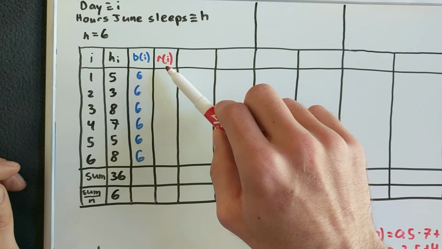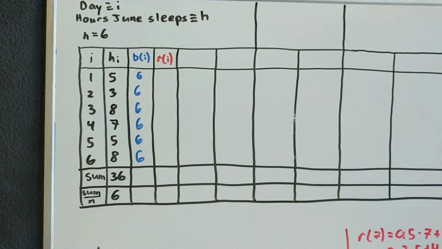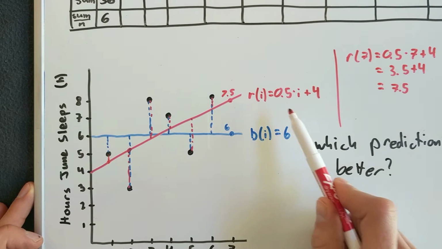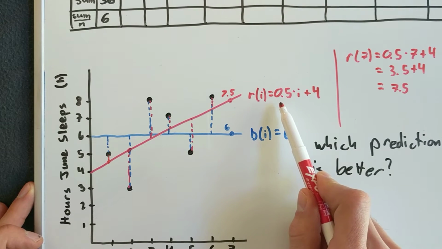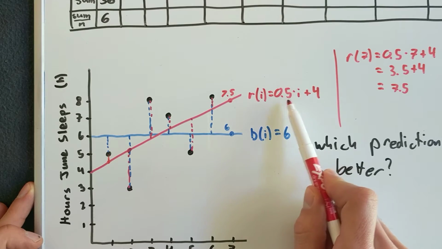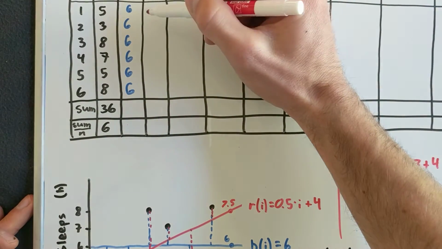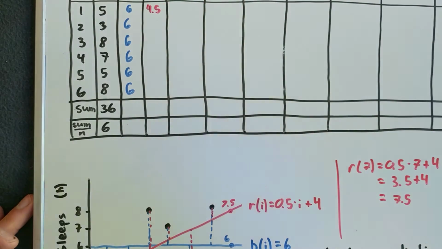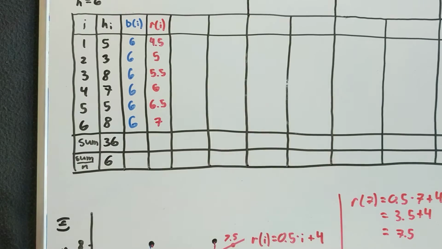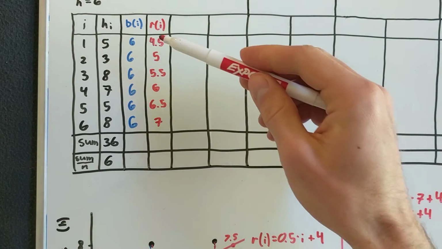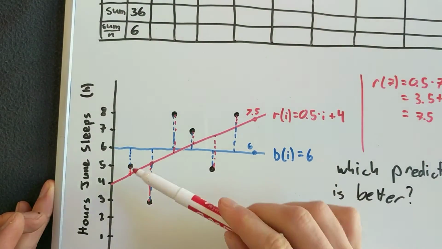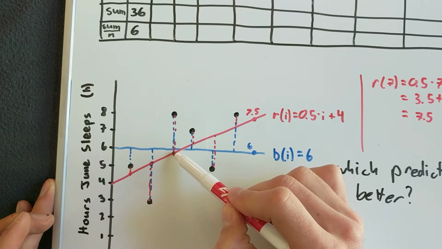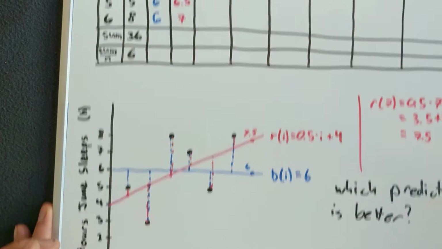So to calculate R of 1, that's going to be this point here. This is R1. We simply plug I equals 1 into our equation. So we can see that 0.5 times 1 is 0.5 plus 4, so this would be 4.5. Plug in 2, etc. And I'll do these very quickly. And so this first point corresponds to this point on the red line. And then this value is 5. This value is supposed to be 5.5, etc.